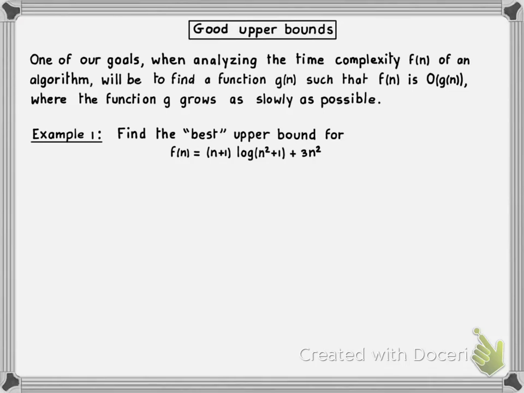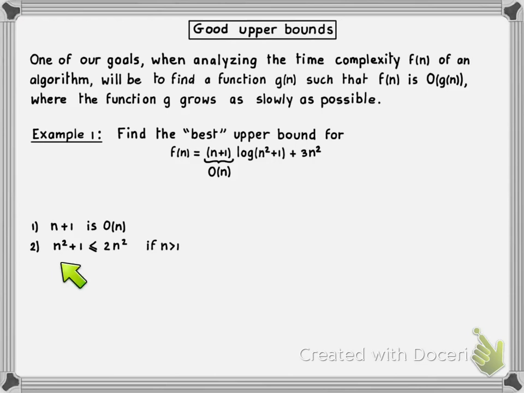First, we're going to look at the function n plus 1. This function is a polynomial of degree 1, so we know it's big O of n. Let's record that. Now the second function, log of n squared plus 1, is not really a reference function. So we need to do a little bit more work to find an upper bound for it. So first, let's consider the inside function, n squared plus 1.